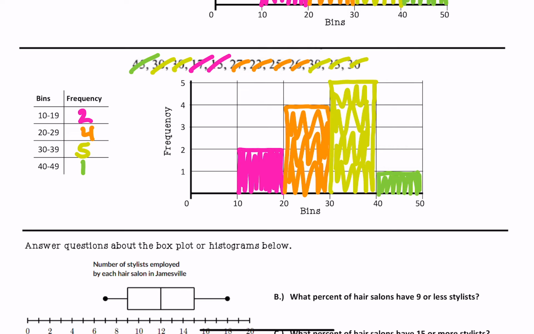Now again, I just want to reiterate this. That pink histogram represents the numbers between 10 and 19. It does not include the 20 here, okay? That's the problem with histograms. That's why people can kind of struggle with these sometimes. This next one here is 20 to 29, okay? It does not include 30, all right? And so on and so forth.